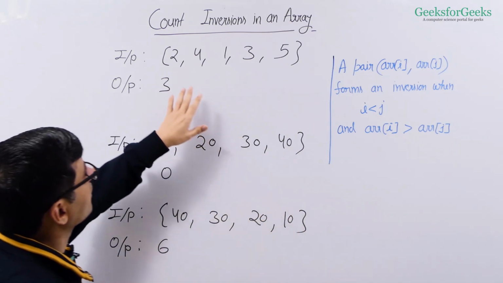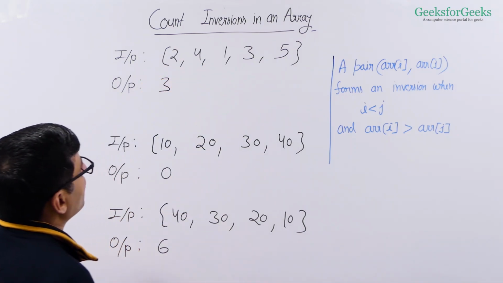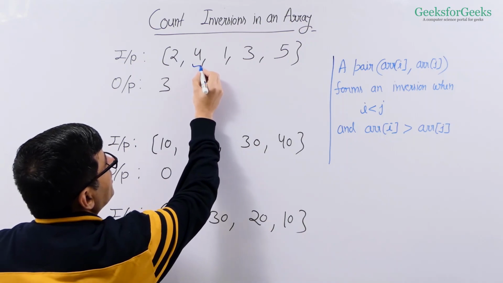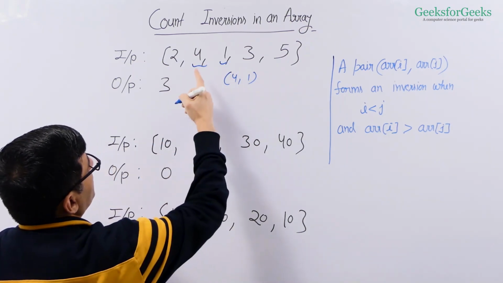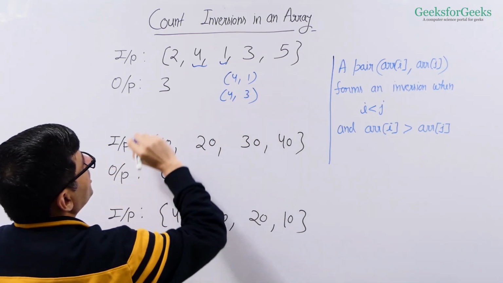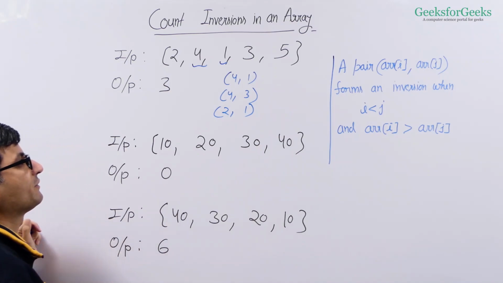Let's see this example. We have an array 2, 4, 1, 3, 5 and we need to count how many inversions this array has. So one inversion in this array is 4, 1, right? One pair is 4, 1. Another inversion is 4, 3. One more inversion in this array is 2, 1. So there are 3 inversions in this array.